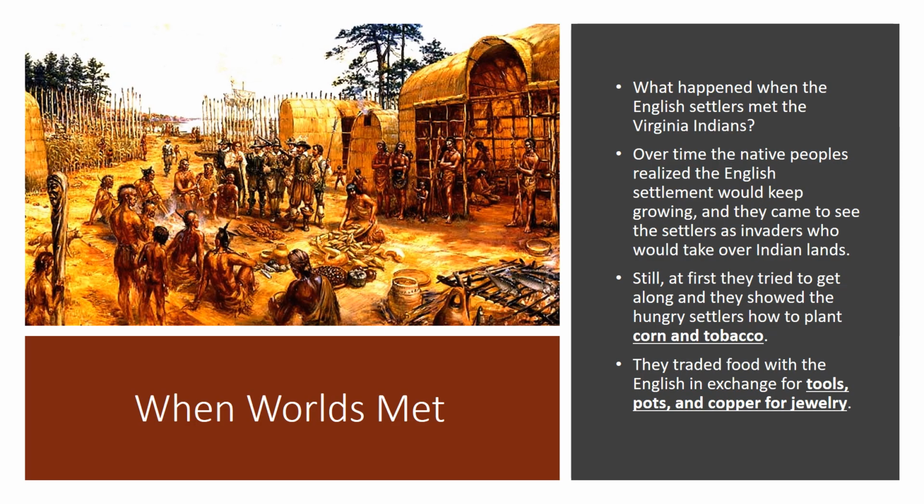When worlds met. What happened when the English settlers met the Virginia Indians? Over time, the native peoples realized the English settlement would keep growing, and they came to see the settlers as invaders who would take over Indian lands. Still, at first they tried to get along, and they showed the hungry settlers how to plant corn and tobacco. They traded food with the English in exchange for tools, pots, and copper for jewelry.